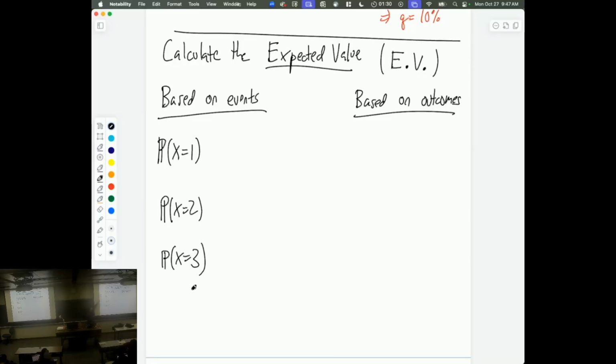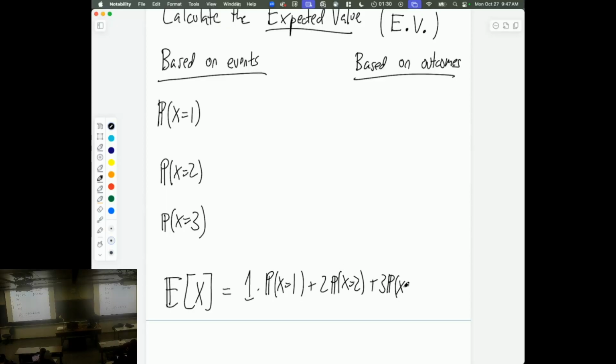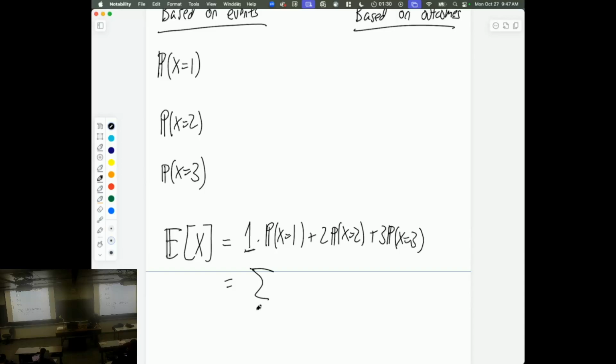So to calculate the expected value with the events, you use the formula that we talked about in the video, and we're going to review again today. The expected value of some random variable x is equal to, in this case, 1 times the probability x equals 1 plus 2 times the probability x equals 2 plus 3 times the probability x equals 3. In general, it is the sum over all the possible values. So it's the sum over x of lowercase x times the probability x equals x.